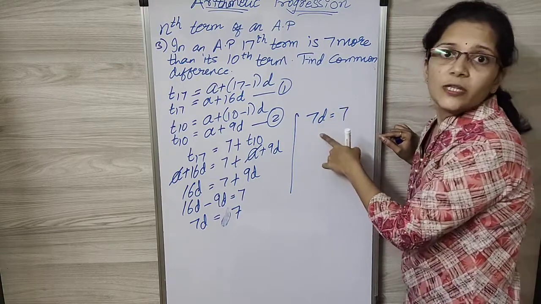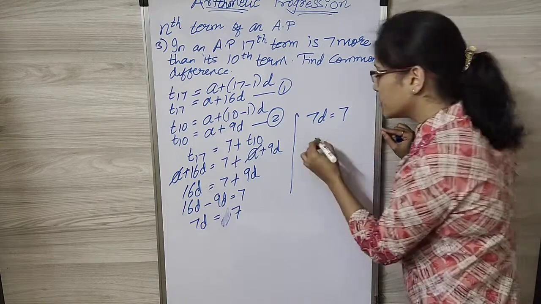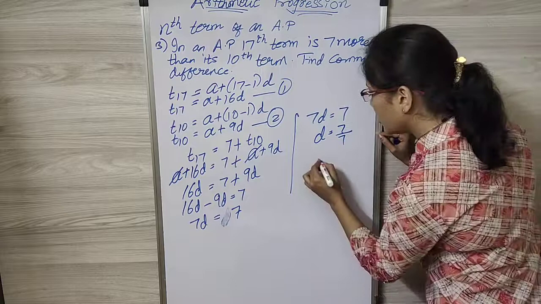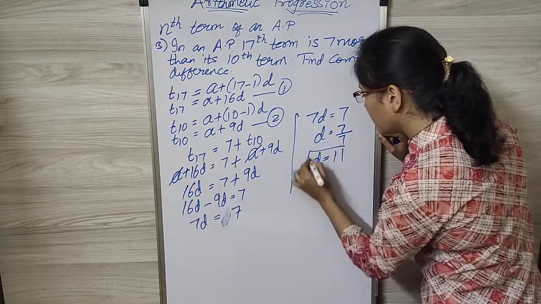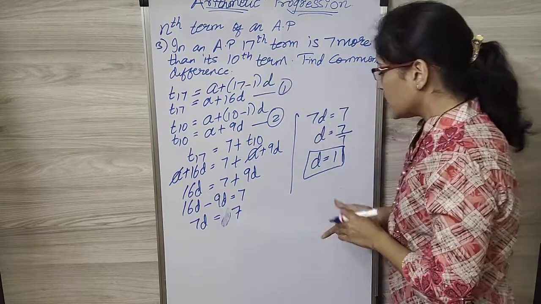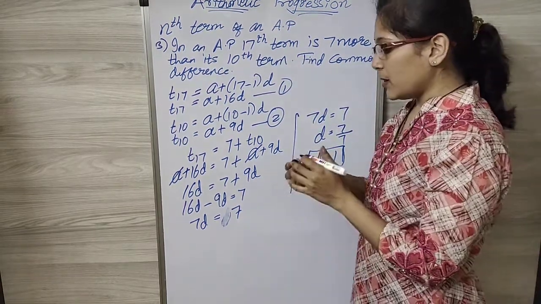Now 7 into d, this is multiplication. Shifting to this side becomes division. So d is equal to 7 by 7. So d is equal to 1. What I have to find was the common difference. So what is the common difference? That is 1.